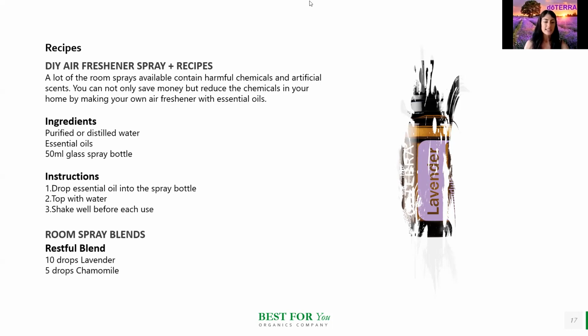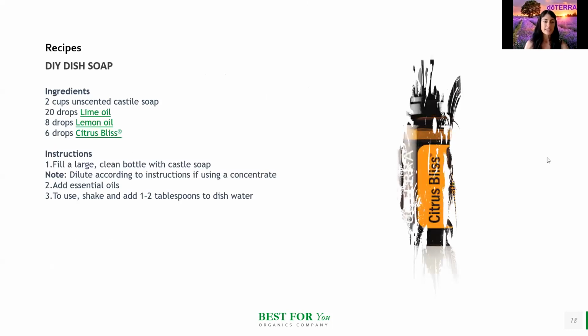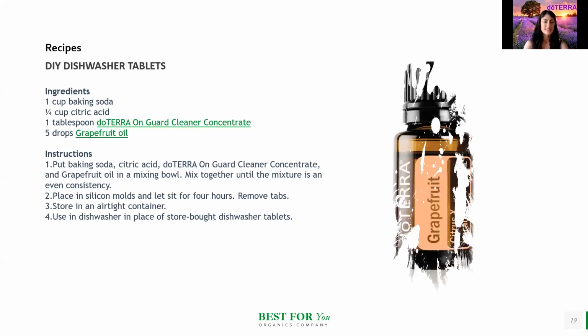The next one, thanks Mel, is dish soap. And you'll see your lime, lemon, and citrus. Your citrus oils are included here because of the shine and the cleansing properties of citrus oils. I'll leave this on a little bit if you're copying down the recipe, but there is a link afterwards so that you can follow through. Okay, and next, thank you.